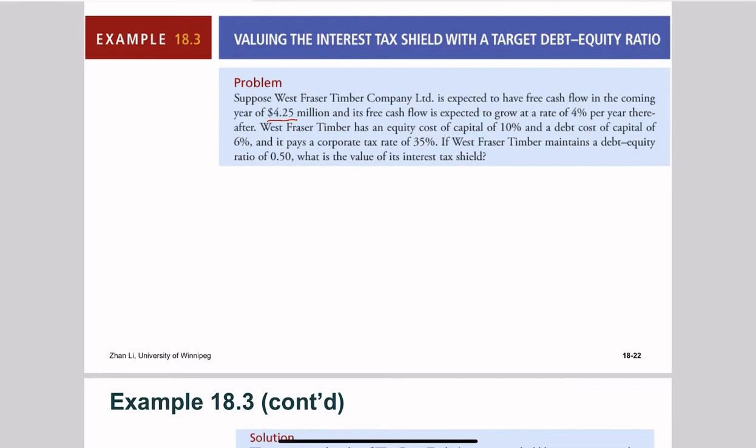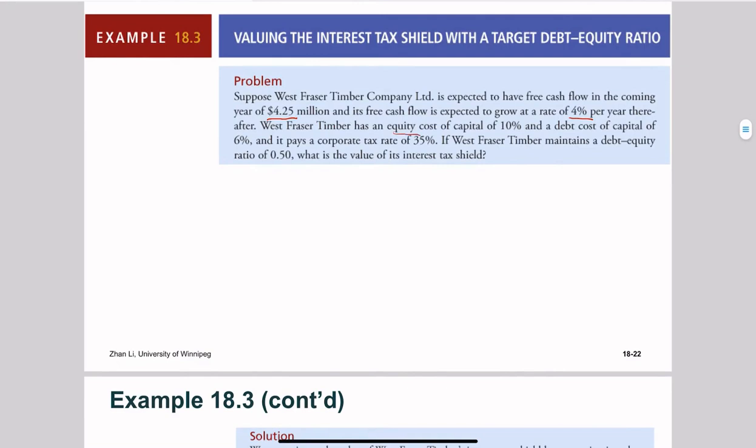And its free cash flow is expected to grow at a rate of 4%. Let's say the firm has the equity cost of capital of 10% and a debt cost of capital of 6%. And it pays a corporate tax rate of 35%. Let's say if the firm maintains a debt equity ratio of 0.5, what is the value of its interest tax shield? So to solve this, we have to discount cash flows using WACC and pre-tax WACC.